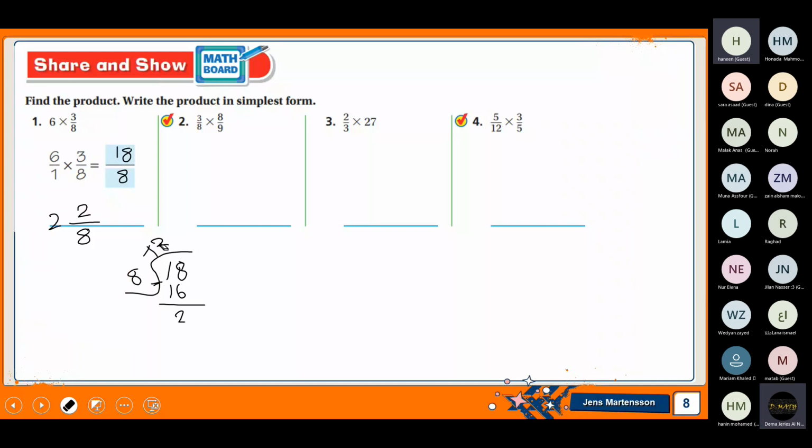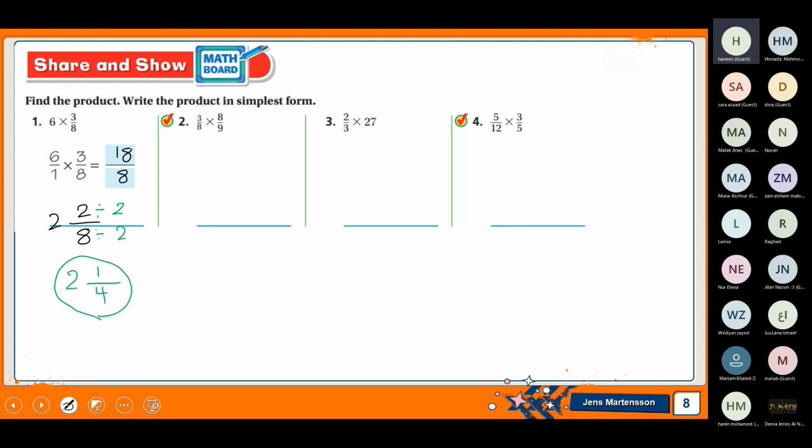Now look at 2 over 8. Can you simplify it more? Yes, bravo. Divide them by what? By 2. 2 divided by 2? 1. And 8 divided by 2? 4. That is the answer. That's it, honey. Is it clear? Yes. Thank you.